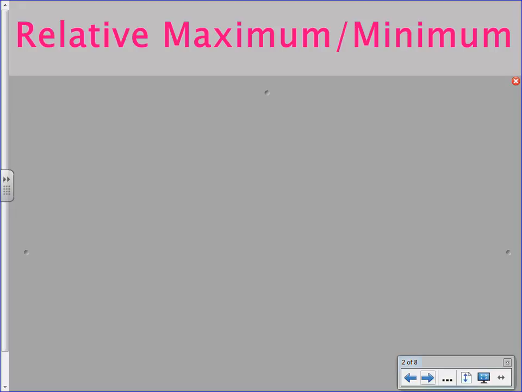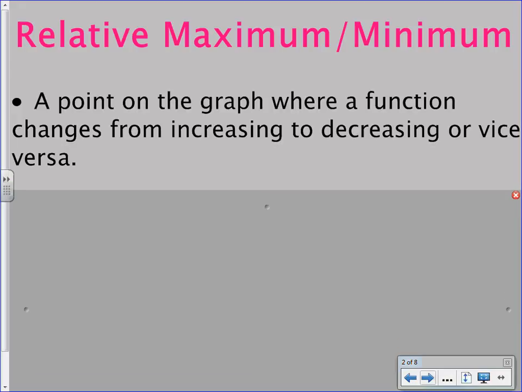Maximum, you think of what? The most. Minimum, you think of the least. So if we are talking about a graph, the maximum would be like the highest that our graph goes, right? The minimum, the lowest our graph goes. Now, when we talk about relative minimum and max, it doesn't have to be the absolute highest or absolute lowest, but we're talking about where our curve is switching directions. Where is it going from increasing to decreasing? Where is it going from decreasing to increasing? Where are we switching directions? Those are going to be relative minimums or maximums.